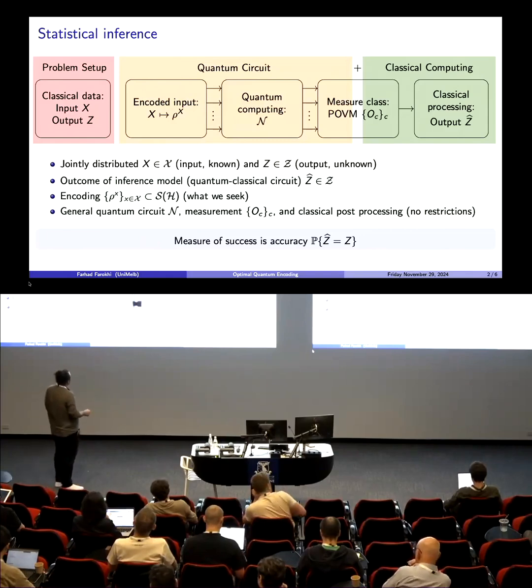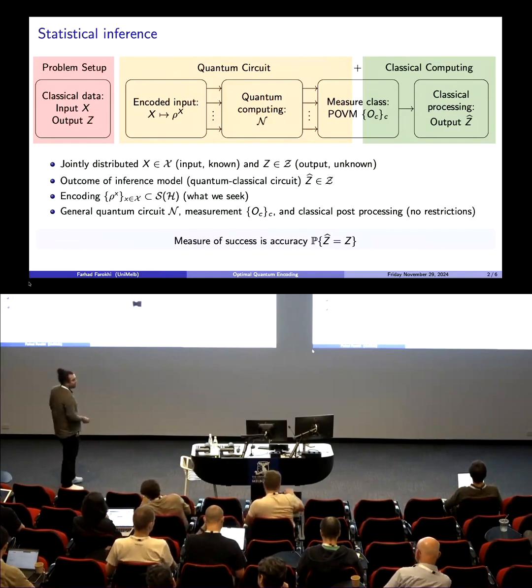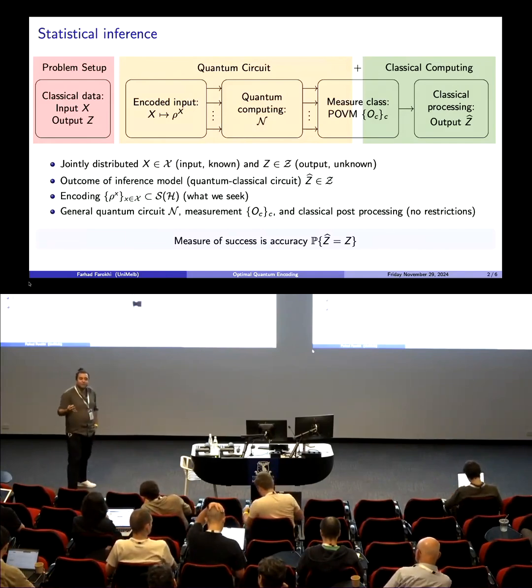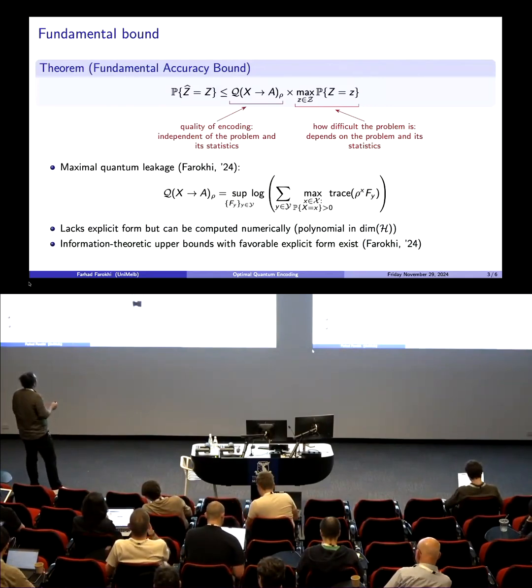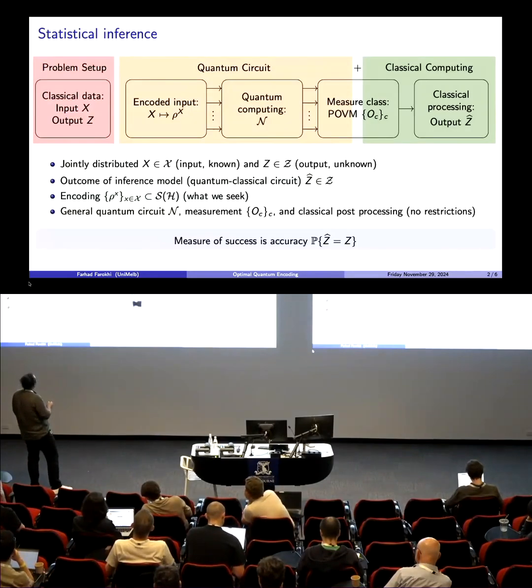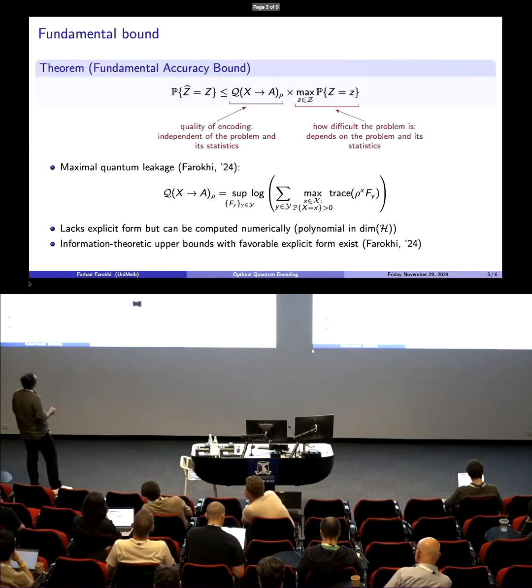The measure of success for you is to make sure that this Z hat and Z match each other. So you want to increase the probability of those instances occurring. What you can show is that the probability of getting a correct answer is upper bounded by two terms multiplied by each other. One is essentially the quality of your encoding: how would you go ahead and encode these X's into these states rho?